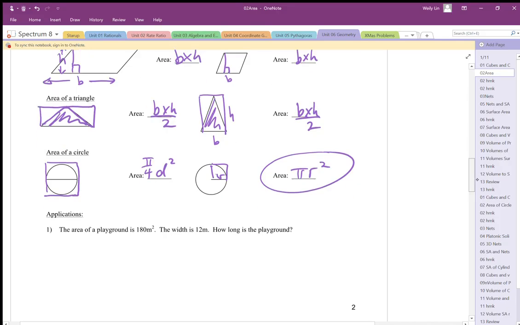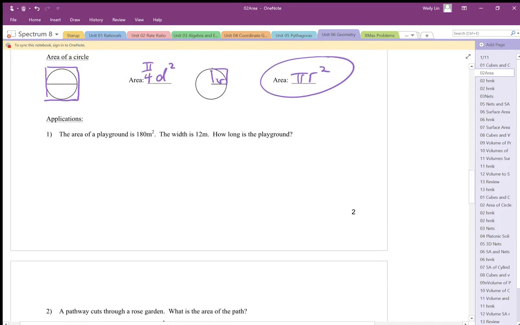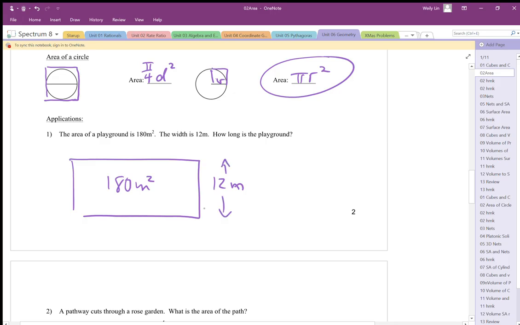Okay. So the area of the playground is 180 meters squared. It's a rectangular playground. It doesn't say rectangle, but we should assume it's rectangular. So I have a playground like this. There's 180 squares in here. And I have a side length of 12. Okay. How long is that playground?